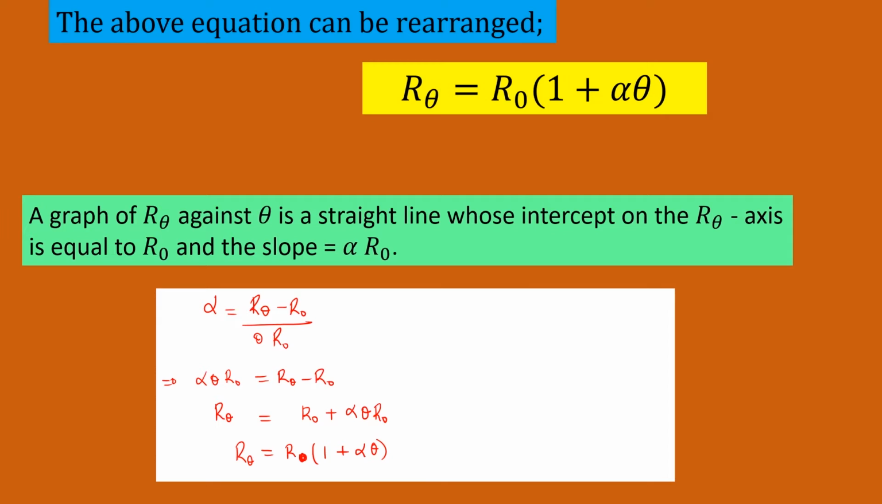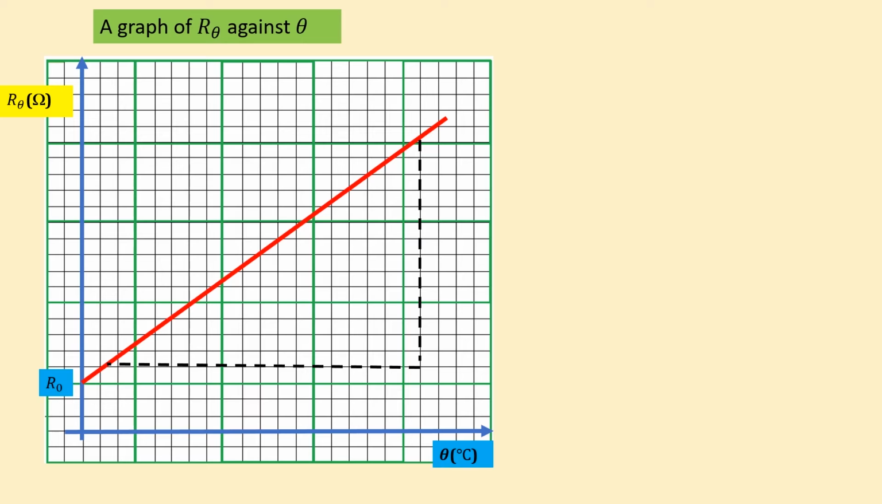So this equation has been simplified, and in case you encounter a question, you can just apply this equation and be able to solve any problem. A graph of R theta against theta looks like this, and it is a straight line. The intercept on the R theta axis, this point here, is R naught, the resistance at 0 degrees Celsius, and then we can calculate the slope from this expression.